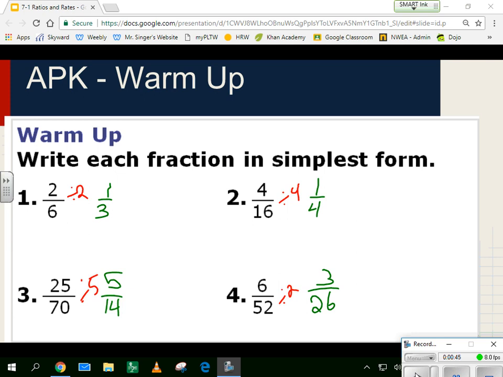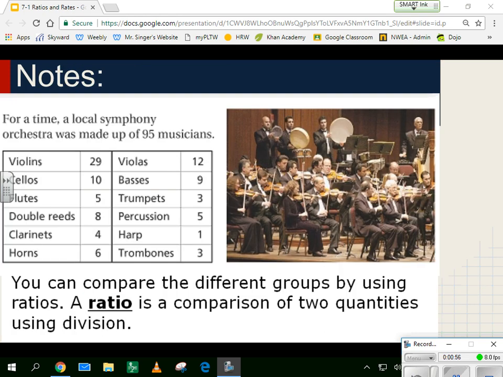Cool. All right, let's get into our new knowledge for today. We are going to be looking at a lesson that has 3 different examples. So get ready for 3 different things for today. So here's the kind of stuff we're going to be dealing with.